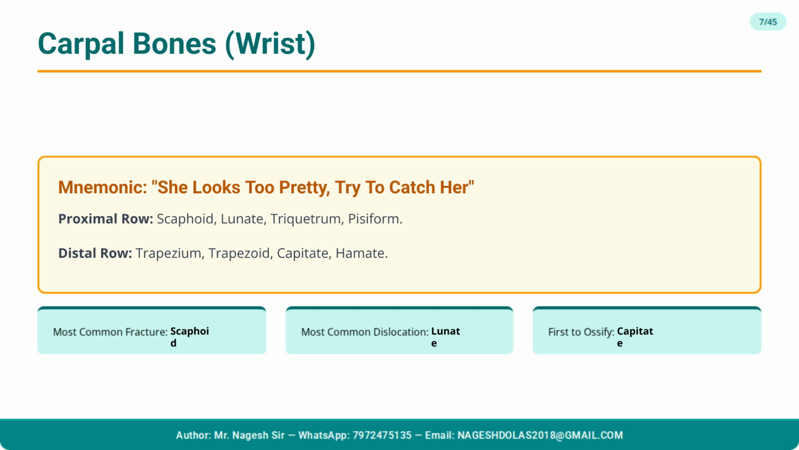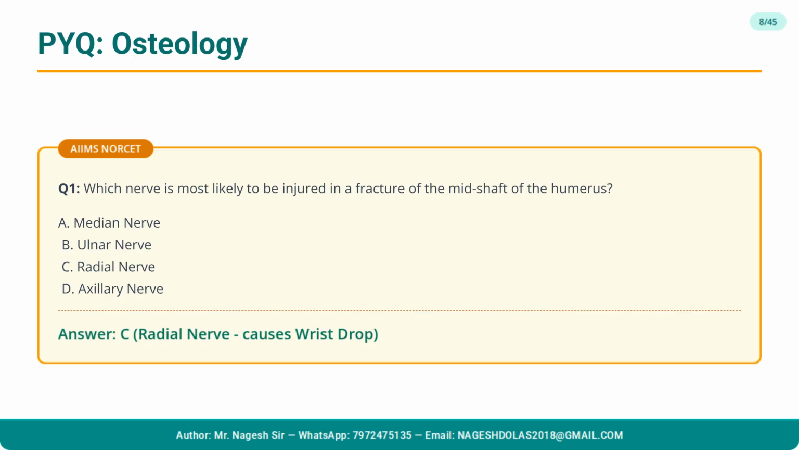The carpal bones are easily remembered by the mnemonic, "She looks too pretty, try to catch her." The most common carpal bone fracture is the scaphoid, and the most common dislocation is the lunate. Here is a previous year's question. Which nerve is most likely to be injured in a mid-shaft humerus fracture? The answer is C, the radial nerve, which causes wrist drop.